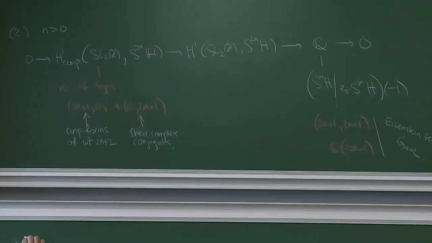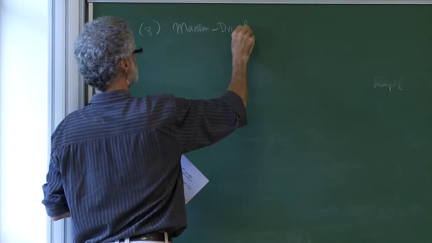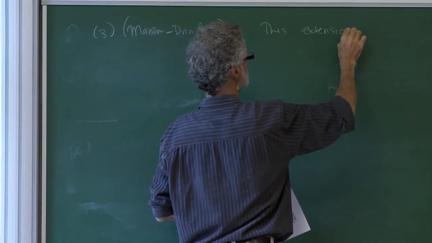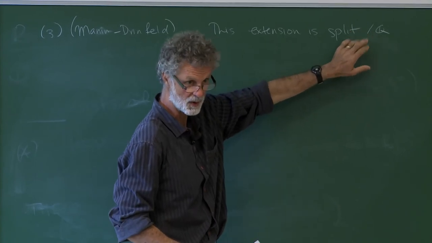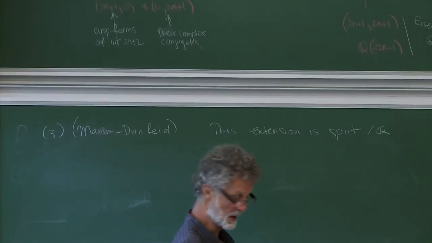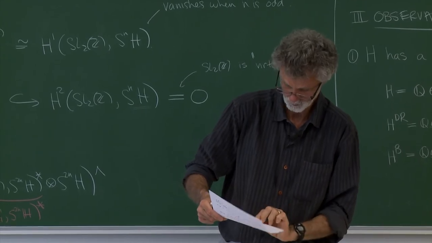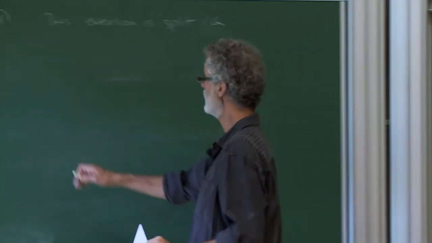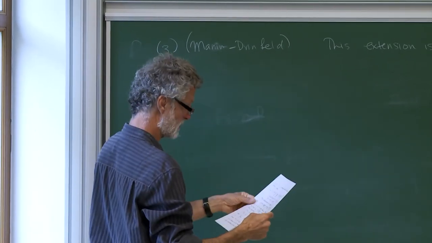Three is that this is Manin and Drinfeld. This extension is split. By over Q, I mean I'm viewing these as Q mixed Hodge structures and not Z mixed Hodge structures. So the middle guy is naturally a direct sum, and you split it using Hecke correspondences. You were asking for the extension, and I said there's no extension. That's correct. I think Manin proved it in weight 2 or something, and then Drinfeld probably realized the same argument applies in general.